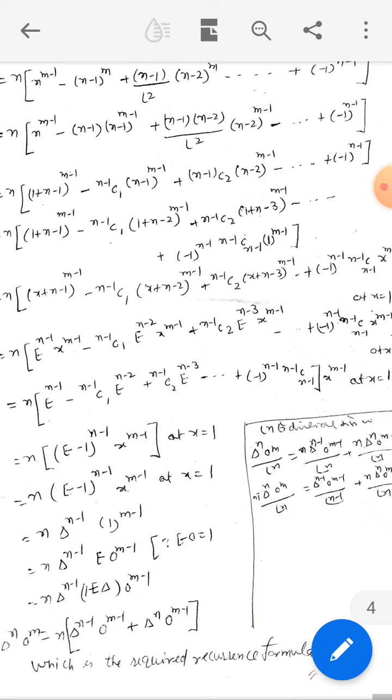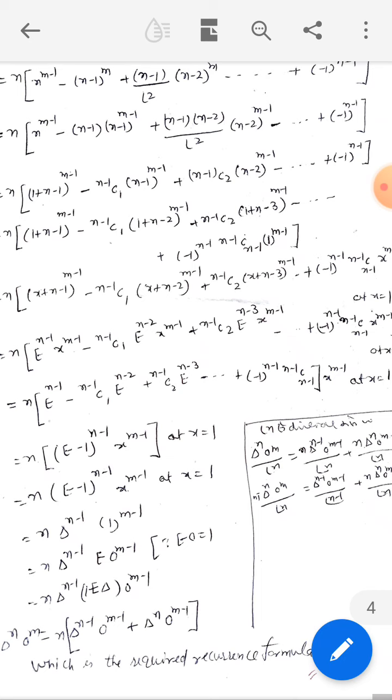This can be written as n into (E minus 1)^(n minus 1) into x^(m minus 1) at x equal to 1, which can be written as n into Δ^(n minus 1) x^(m minus 1) at x equal to 1, which is n into Δ^(n minus 1) of 0^(m minus 1), because E is the displacement operator, the difference of 0 is equal to 1, and E is equal to 1 plus Δ, and we get the required recurrence relation.